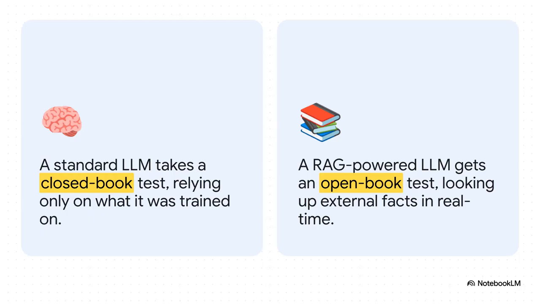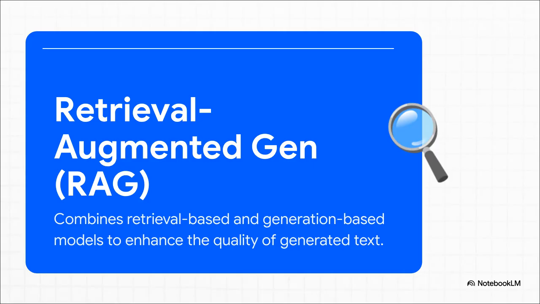Honestly, the best way to think about RAG is with a classic school analogy. A standard AI is like a student taking a closed-book test. It has to rely completely on what it's already memorized. But an AI with RAG, it gets an open-book test. It can look up the facts from a trusted source before it gives you an answer. It's not about memorization anymore. It's about research.